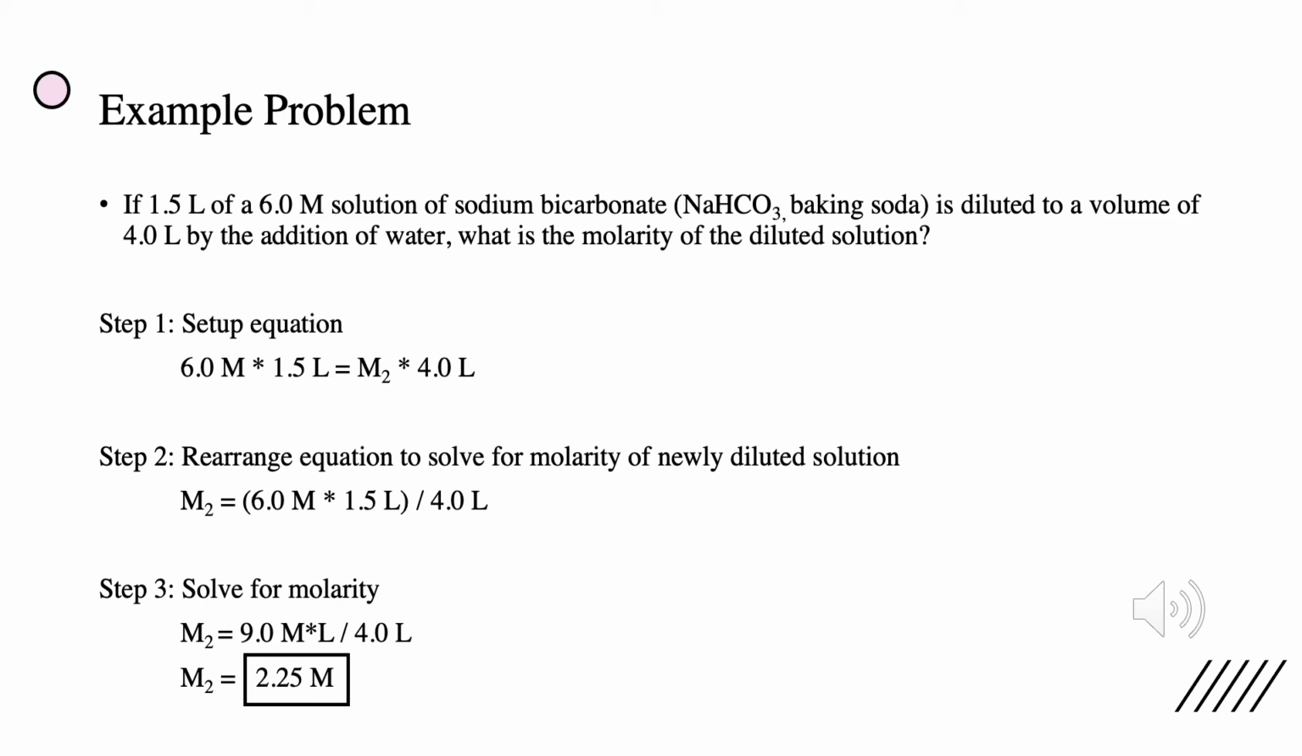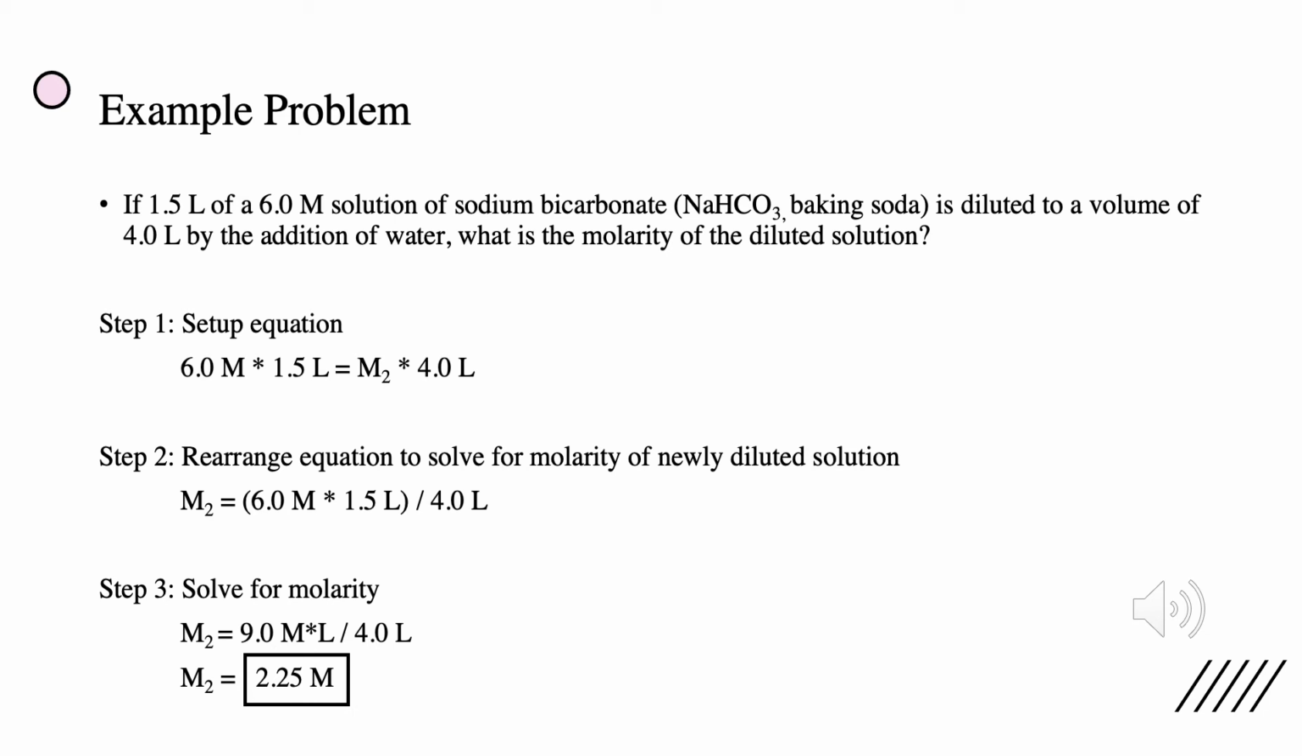Having learned the theory of how to solve for molarity when a solution is diluted, we're now going to exercise that with an example problem. If 1.5 liters of a 6.0 molar solution of sodium bicarbonate is diluted to a volume of 4.0 liters by the addition of water, what is the resulting molarity of the newly diluted solution?